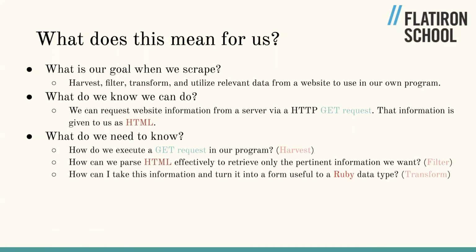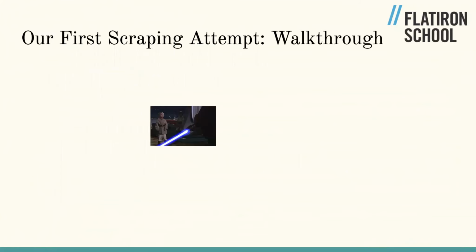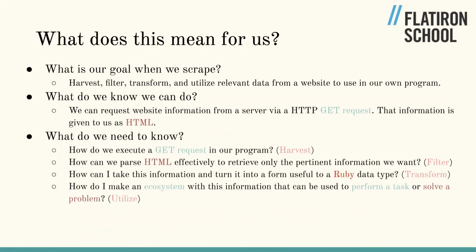And then once we filter down the HTML to the actual information that we want, we want to transform it into a useful Ruby data type. So for example, we'll make a class that can hold the information that we're getting. Once we filter, we'll probably end up with something like an array or some sort of hash-like thing, and then we want to turn that into a class. And then finally, we're going to be making an ecosystem of classes that now let us use that information in a sort of application environment. And we're going to be calling that utilize. So let's take a look at an example.